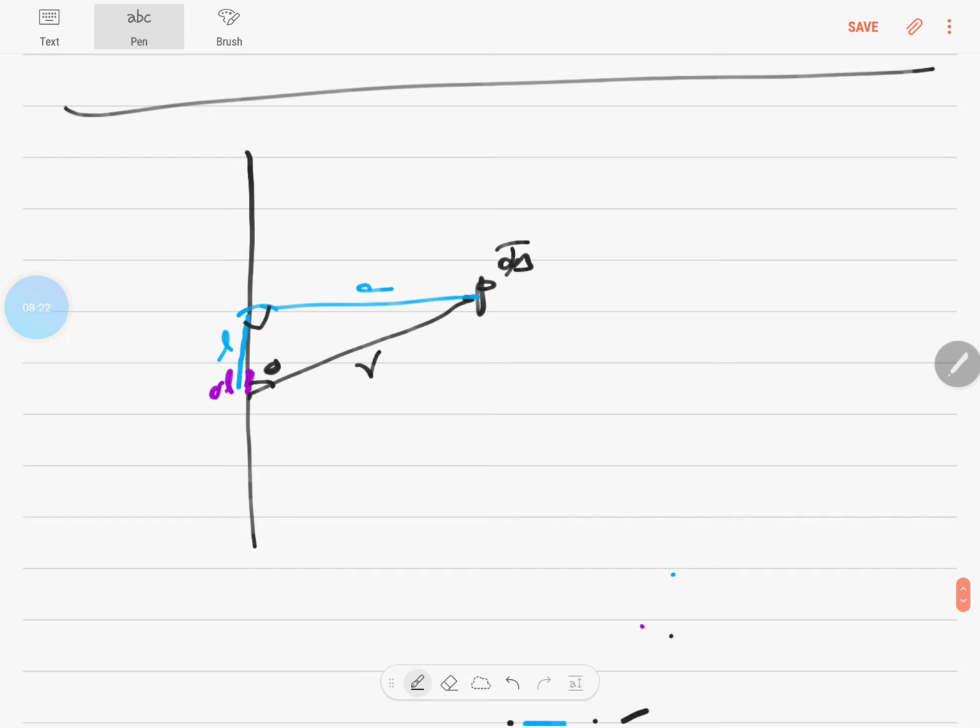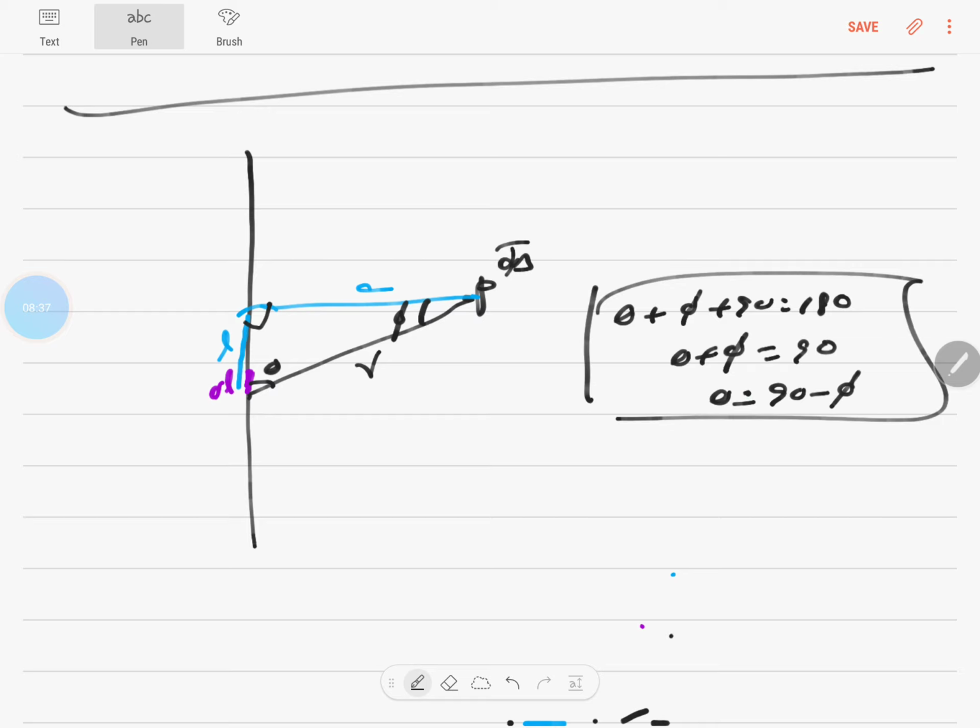Can you see this is 90? Let's name this angle as phi, and can you see this right triangle here, theta plus phi plus 90 is 180. Therefore theta plus phi is equal to 90, and therefore theta is 90 minus phi. That is the first observation using the right triangle.